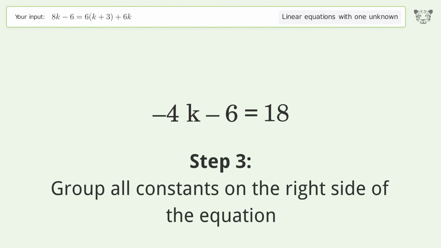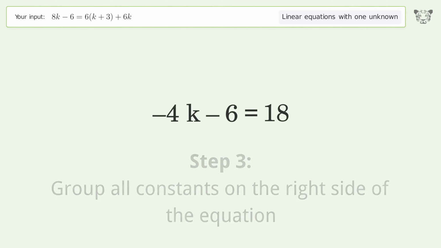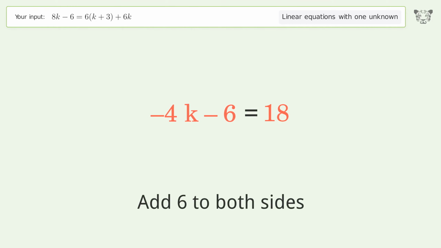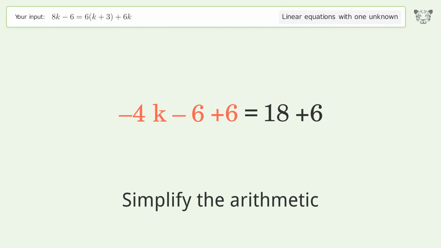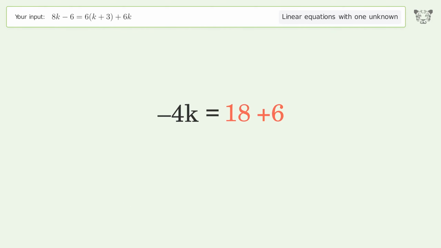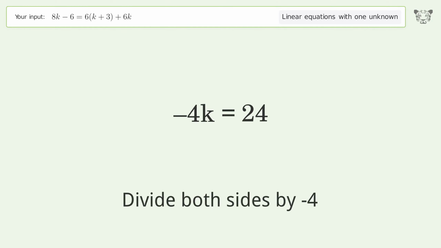Group all constants on the right side of the equation. Add 6 to both sides. Simplify the arithmetic. Isolate the k. Divide both sides by -4.